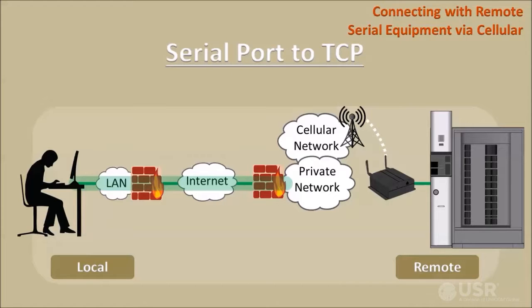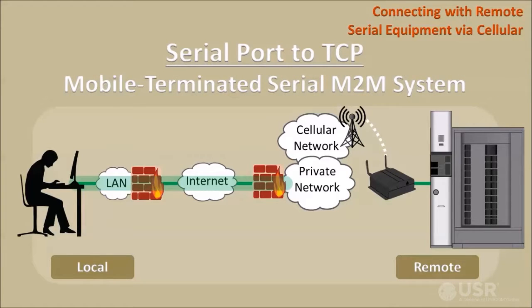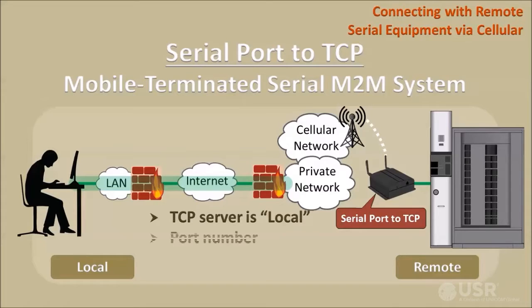To pass serial data between the local host and the target equipment, use the gateway's serial port to TCP feature. Here's how it works. To receive a mobile-terminated connection and pass serial data between the local host and the target equipment, enable the serial port to TCP feature and set the TCP server setting to local. Enter the port number that the host will contact and configure the serial parameters to match the target equipment's.